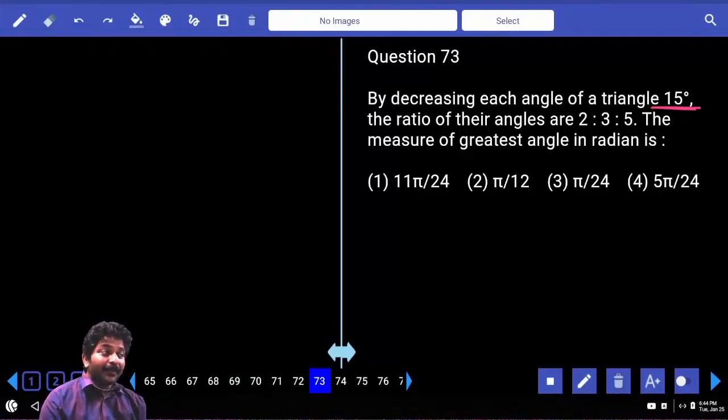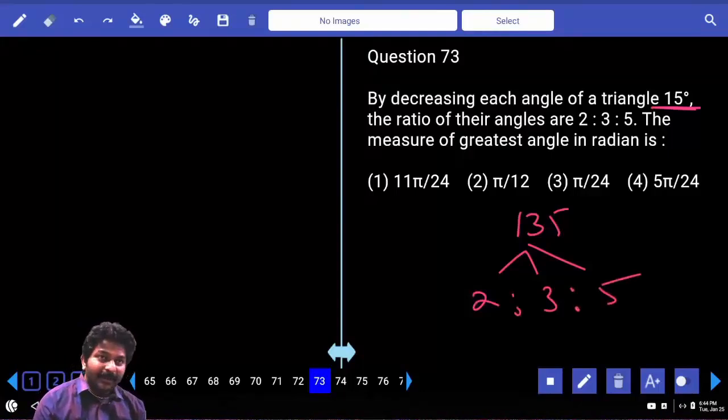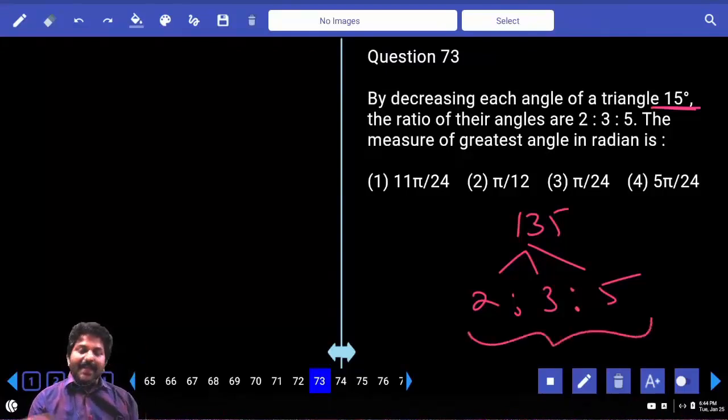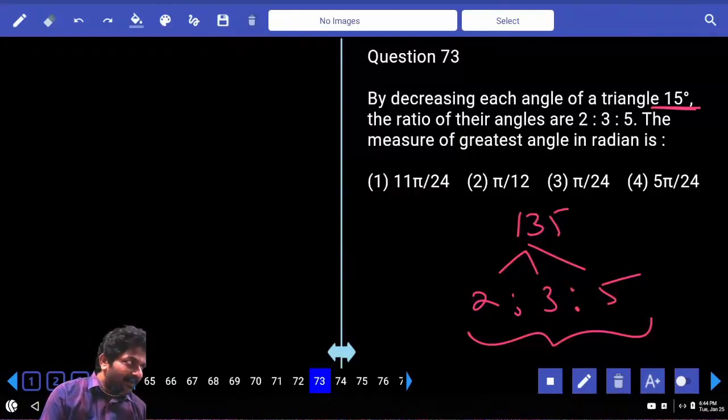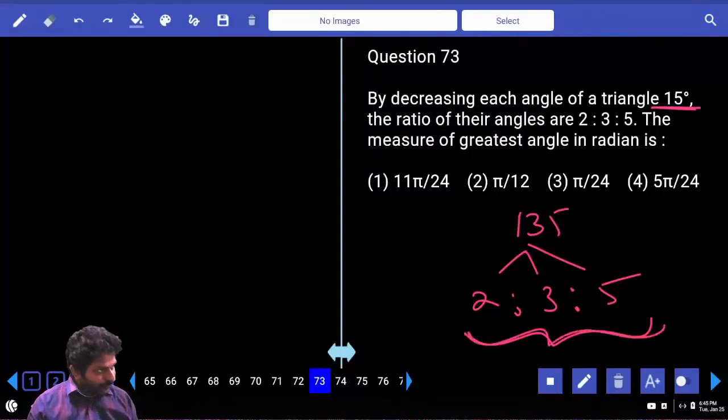The remaining is 135. And that 135 is divided in the ratio 2:3:5. Correct? Now we were asked to calculate the largest angle. Okay now, if there is a largest among these 3 angles, is it also the largest among the originals? The same number increases by +15, +15, +15. So if there is a largest angle among these 3, among the original angles also, it must be the largest, right? So how many parts do we have now?